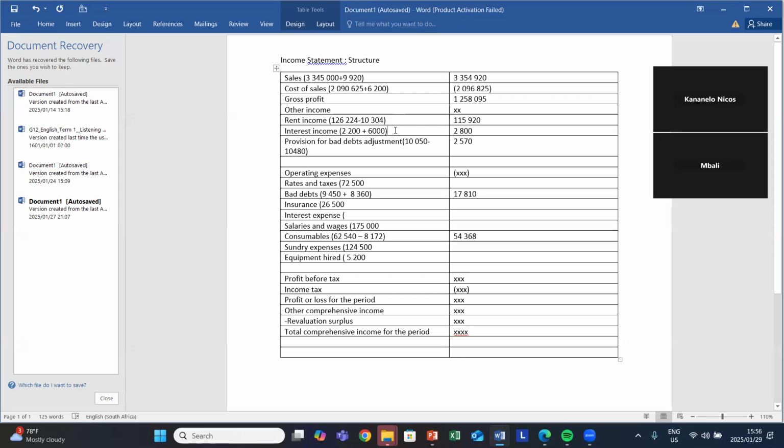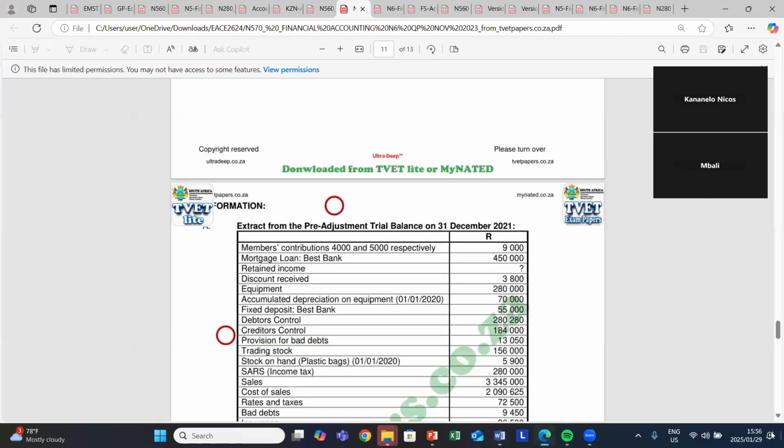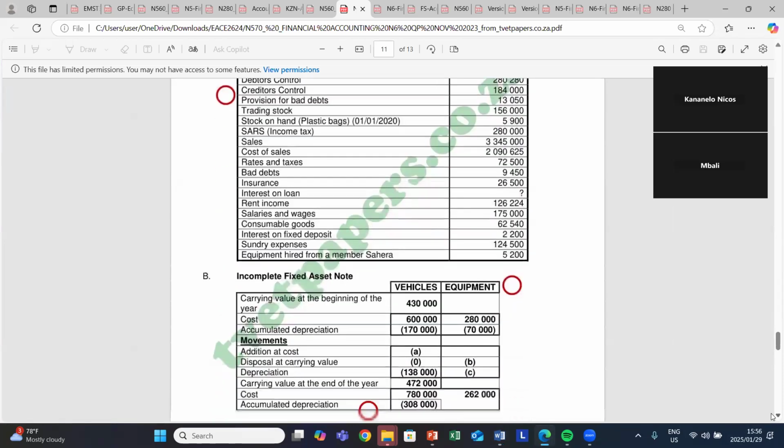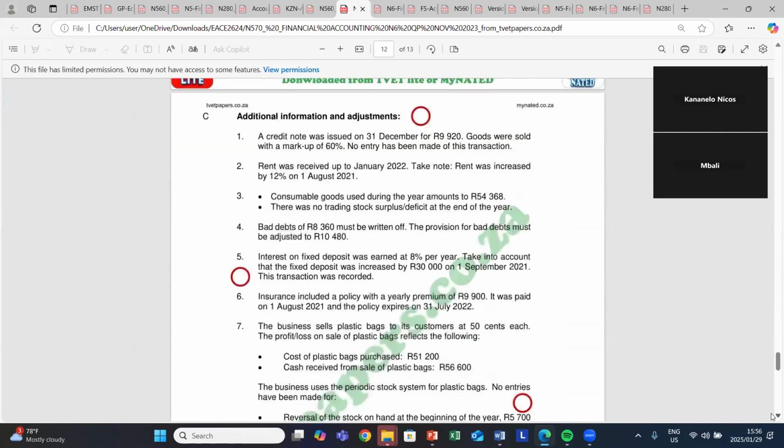In which you get 2,800. So remember, for interest income, you will always have to calculate the one for the current financial year in which you have dealt with. And then for insurance, what do you remember about insurance? What do we have to do about insurance?